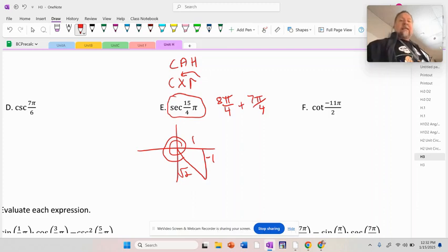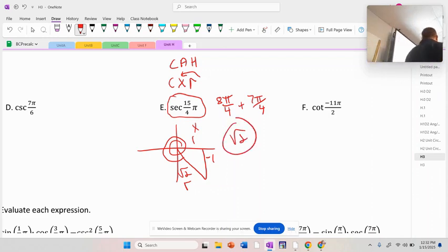And then what's secant? It's r over x. So the answer is root 2. Or you could do the whole All Students Take Calculus. You know you're in quadrant 4, cosine's positive, so secant's positive, and then know your ratios. By the way, secant and cosecant of 45 is always root 2, because it's the flip of root 2 over 2. So that would be memorization.